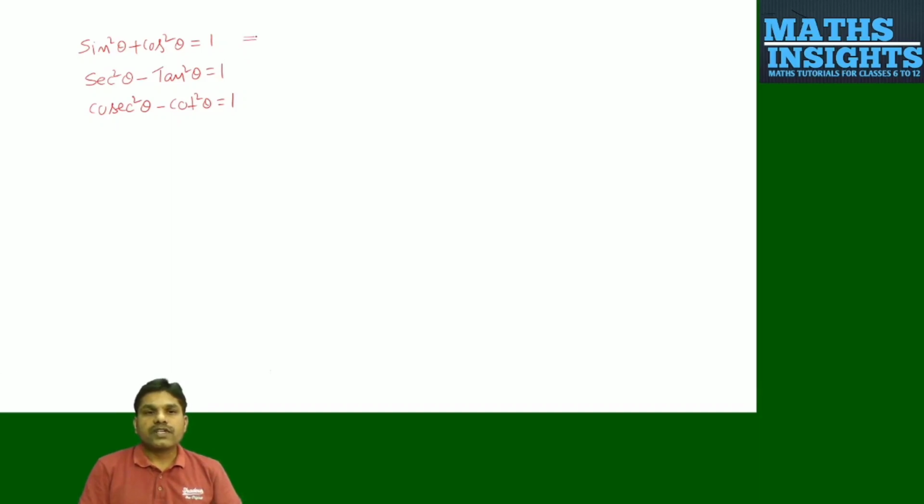From the first trigonometric identity, if I want sine theta as my subject, then I will send this cos square theta to that side, and it will become square root of 1 minus cos square theta. Similarly, if I want cos theta as my subject, then it will become square root of 1 minus sin square theta. So, from the first identity, you may write sin theta or cos theta as your subject depending on your requirement.